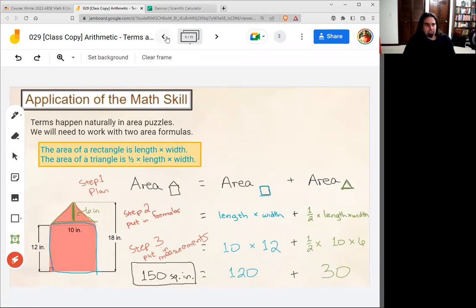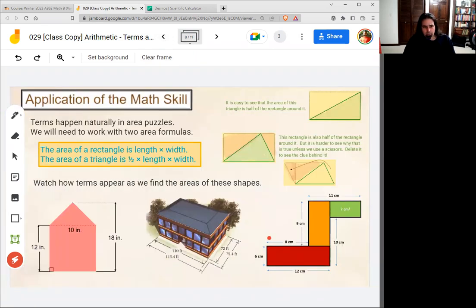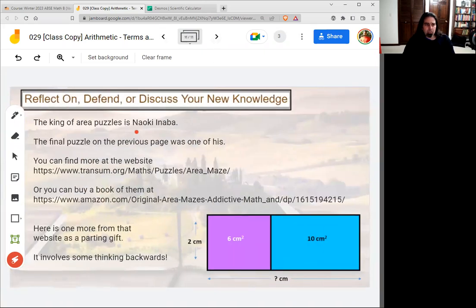The last one is a little different. It gives you all of the outside measurements and you're trying to find the area of this one. You don't really care about the area of those two. And these types of puzzles were made famous by someone named Naoki Inaba. And you can go to his page and see lots of them. Here is one more, just if you're interested in that kind of thing. And he has a book of them. So if you have a relative that likes these sort of puzzles, then there you go. Now you know what to get them for their birthday.